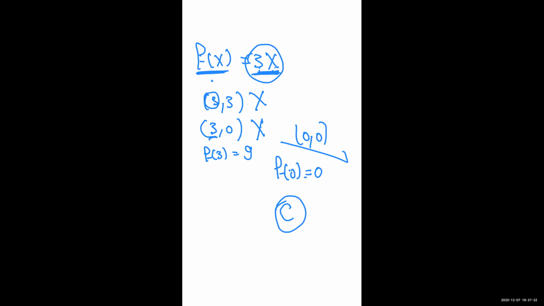Okay, clear? Then turn over the page. Question 9. If the straight line which represents the function f of x equals 2x minus a passes through the origin point, so it passes through (0, 0), then a will equal what?